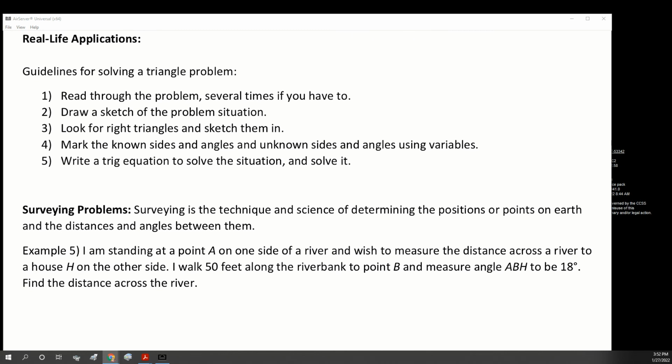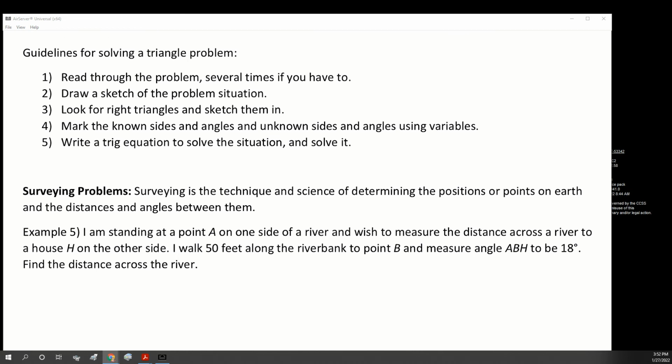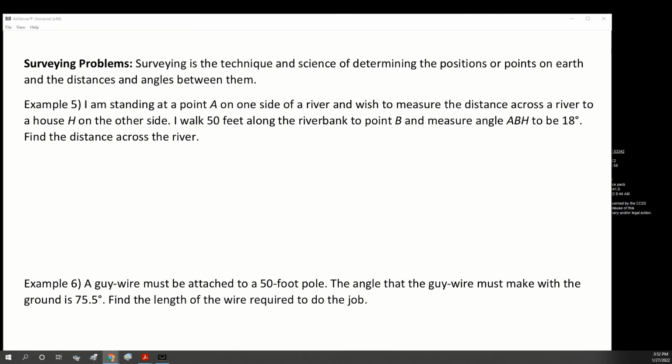So you basically just read through the problem, draw a sketch, find the right triangles, label what you know, and then what you don't know, what you're looking for, you want to use a variable. And then we're going to write and solve a trig equation. So it's kind of like what we did in the previous lesson, but you're usually only finding one thing. You're not finding all the missing things.